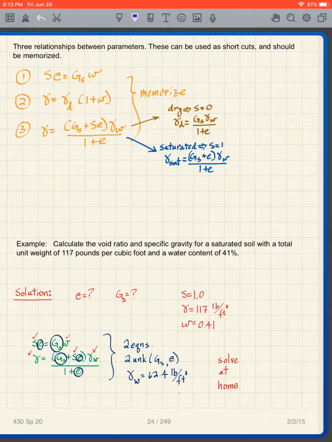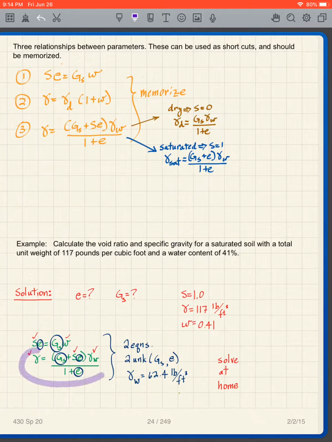Okay, so how can we solve this? Well, one way to do it, I can use my shortcut equations. If I know those equations, then I'm given S, I'm given gamma, I'm given small w. Well, let me look at this equation. S times e is equal to G sub S times w. Well, what do I know in that equation? I know the S, I know the w. I don't know the e or the G sub S.